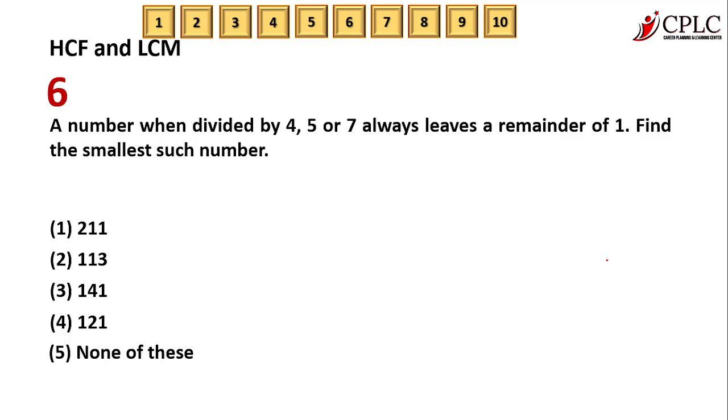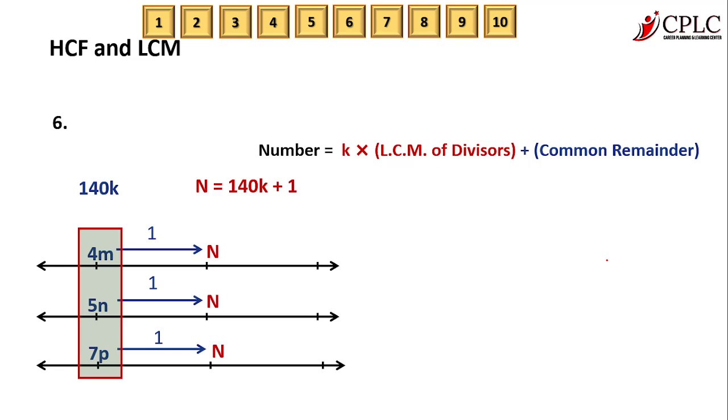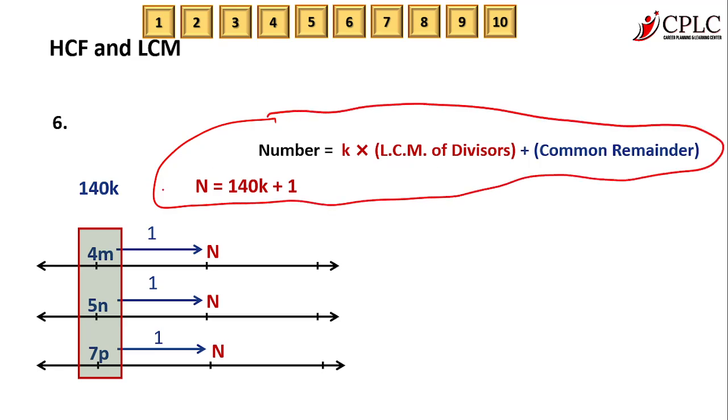So what to do here? There is a simple formula, and the language will be something like this only. Always there is a number which is divided by 3 or 4 numbers, but always gives you the same remainder. That is the key part. Whatever the remainder can be, 1, 2, 5, doesn't matter, but it should be the same remainder. If that happens, you have to remember a simple formula, and that formula is this one: k into LCM of divisors plus common remainder. And this is the structure of all such numbers.